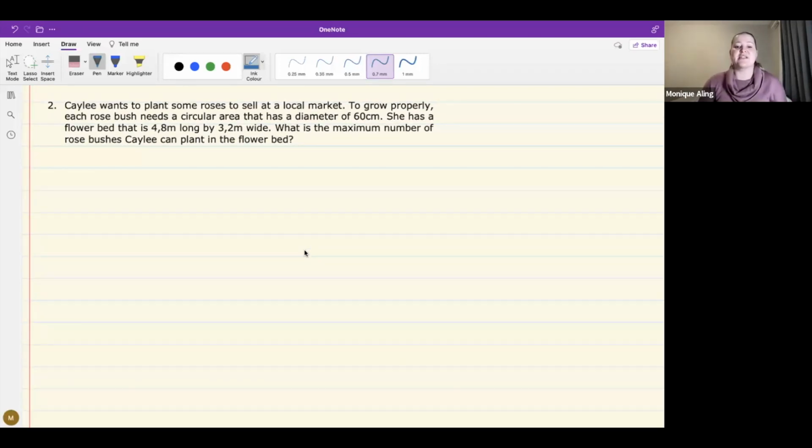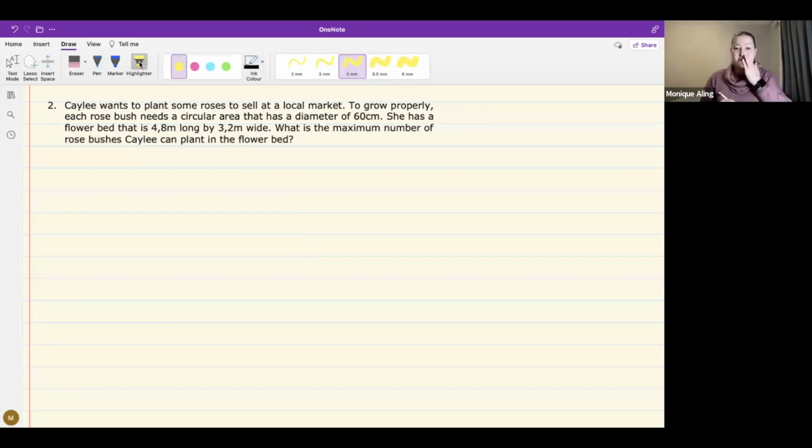Kaylee wants to plant some roses to sell at a local market. To grow properly, each rose bush needs a circular area that has a diameter of 60 centimeters. She has a flower bed that is 4,8 meters long by 3,2 meters wide. What is the maximum number of rose bushes Kaylee can plant in the flower bed?